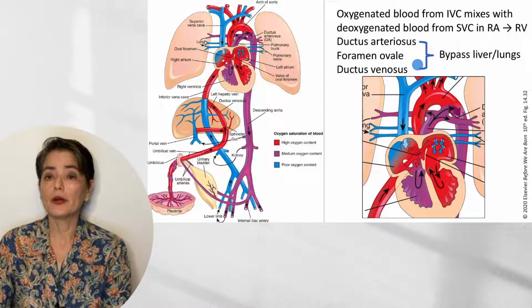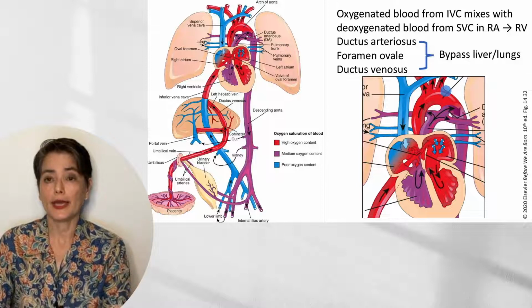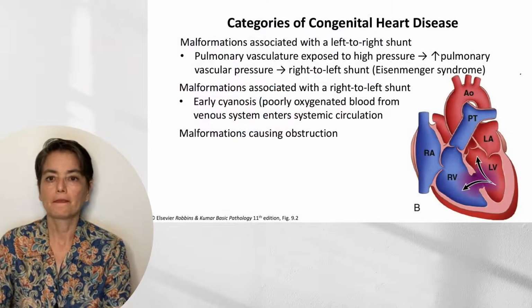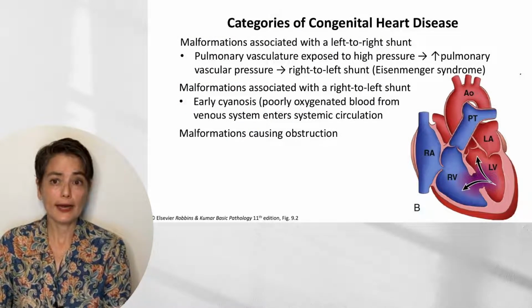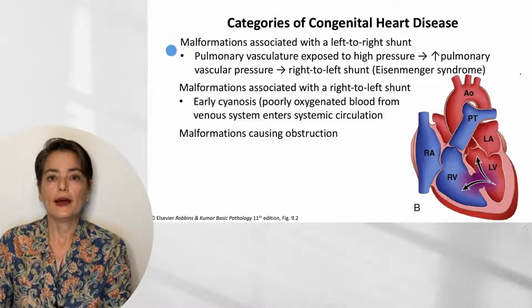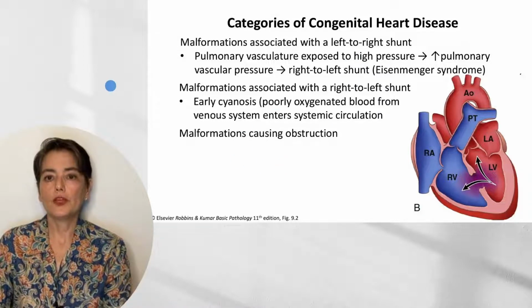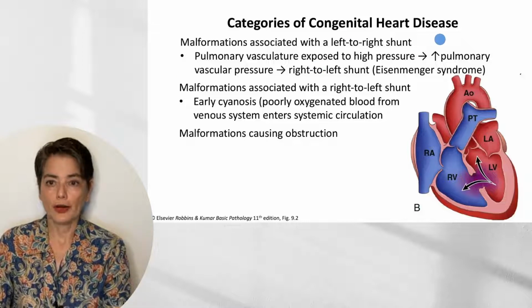All right, so the important thing to recognize here is that we have three communications whereby the fetal blood bypasses the liver and the lungs. We have our ductus venosus here, we have our foramen ovale here, and we have our ductus arteriosus here. And these two, the ductus arteriosus and the foramen ovale, are going to show up in our left to right shunts. So there are three general categories of congenital heart disease. We have left to right shunts, right to left shunts, and obstructions. And this video is going to focus on the left to right shunts.